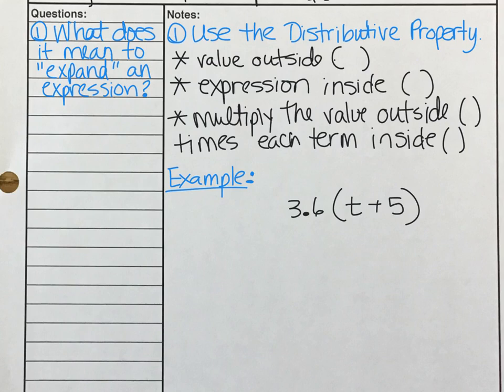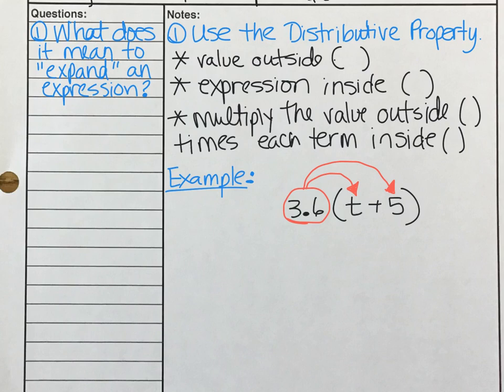So let's take a look at an example. In this example, we have 3 6/10 as the term outside the parentheses, and we're going to be multiplying that times each term inside the parentheses. Inside the parentheses, you have the expression t plus 5. So we're going to take the value 3 6/10, and we're going to multiply it times t, and then we're also going to multiply it times 5. So as we do that, we are going to expand the expression.